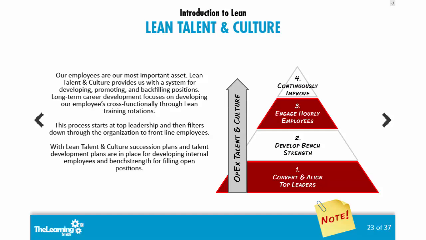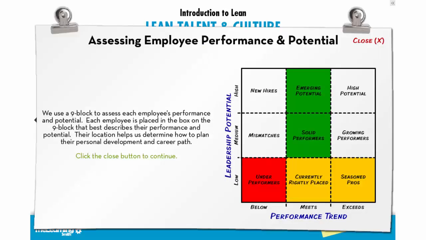With lean talent and culture, succession plans and talent development plans are in place for developing internal employees and bench strength for filling positions. We use a 9-block to assess each employee's performance and potential. Each employee is placed in the box on the 9-block that best describes their performance and potential. Their location helps us determine how to plan their personal development and career path.